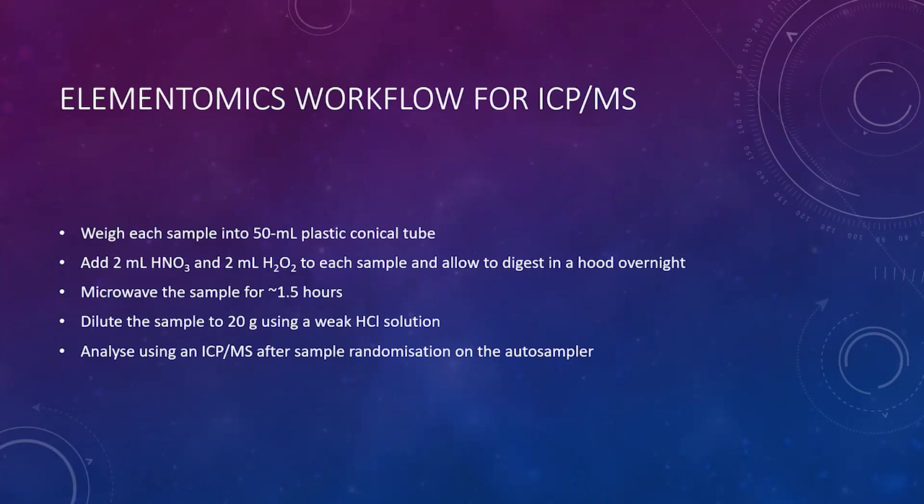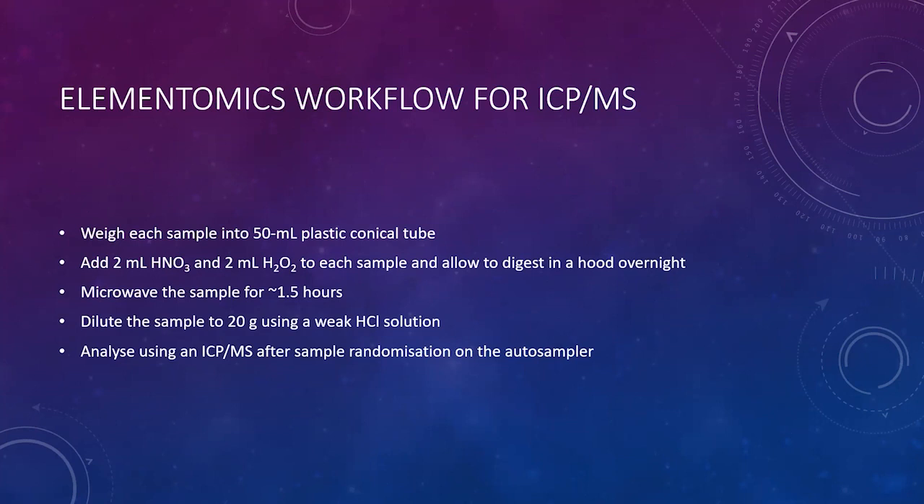So basically, we weigh usually 100 milligrams into a 50 mL plastic conical tube. We call them Falcon tubes. We add 2 mL of concentrated nitric acid and 2 mL of hydrogen peroxide to each sample. We allow them to digest in the hood overnight. We then microwave the sample the next day for about an hour and a half to complete the digestion. We dilute the sample to 20 grams using a weak hydrochloric acid solution, because we need to keep it acidified.